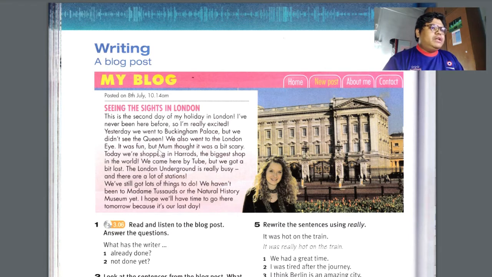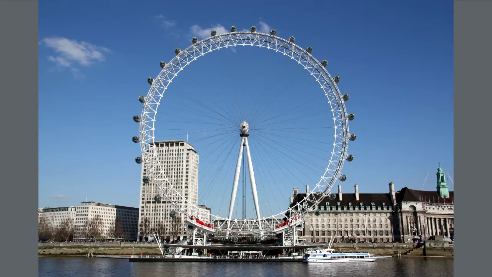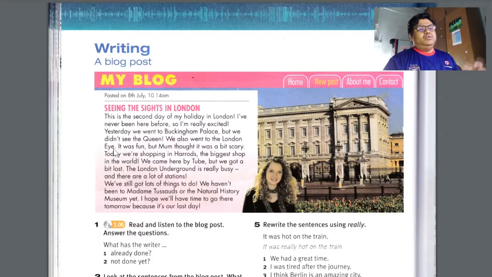We also went to the London Eye. If you're a bit confused, London Eye is a Ferris wheel. If you don't know what a London Eye is, I'll show you the picture. You get into the gondola, and then the gondola will go up and down. Normally I think it goes up and down twice. So the London Eye is a place where you can see the whole London. It's a huge Ferris wheel.